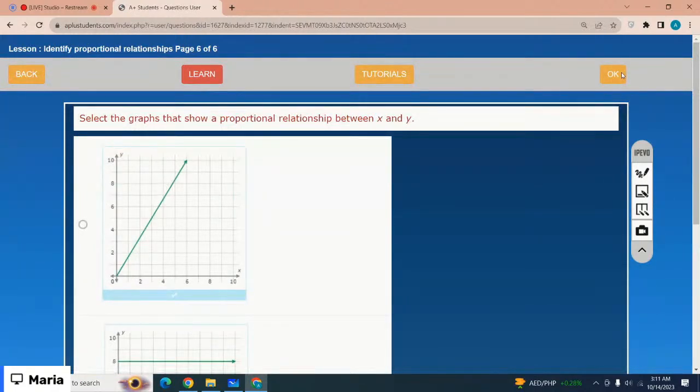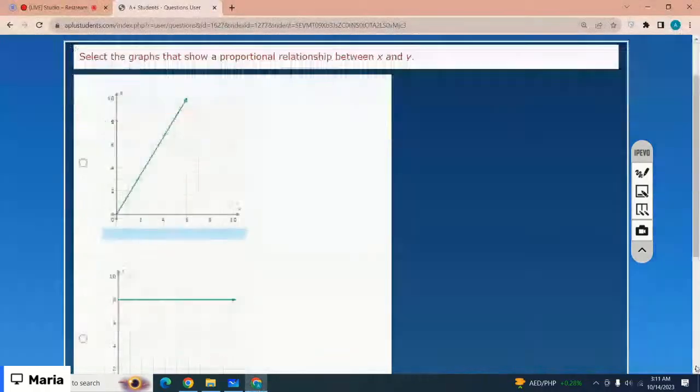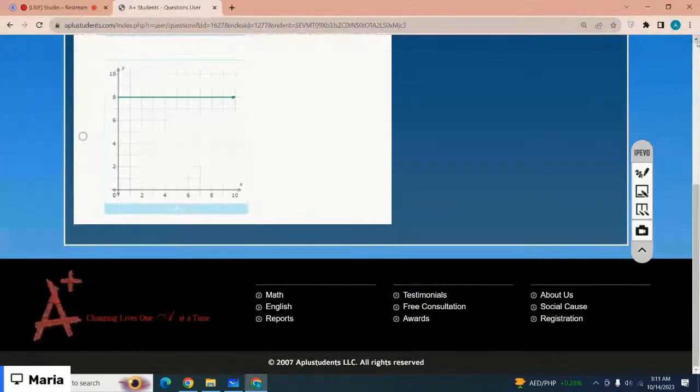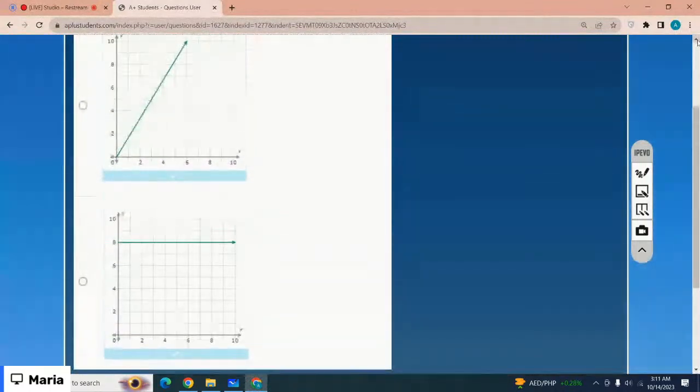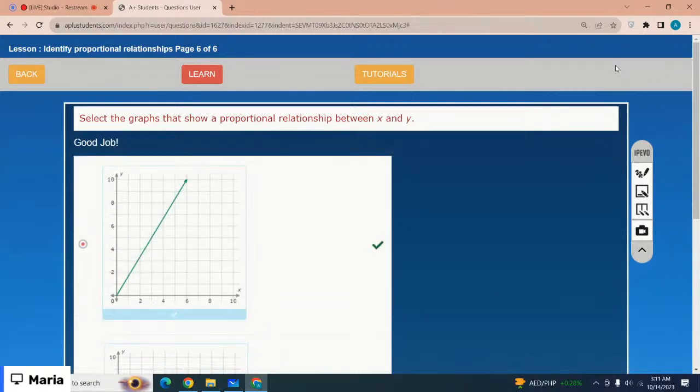Select the graph that shows a proportional relationship between x and y. So, which is the correct option? You can see both the graphs. Which option is the correct one? Option number one is the correct option. Got it? Okay, we are done with the lesson. Let's just start with the next lesson.